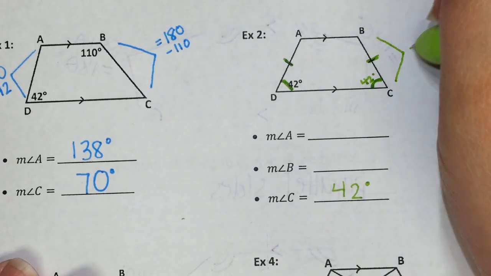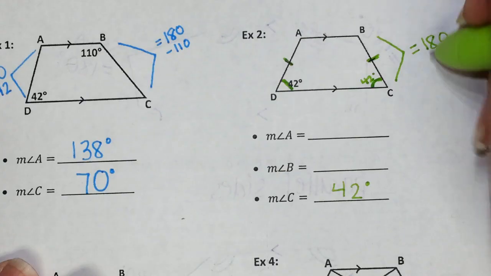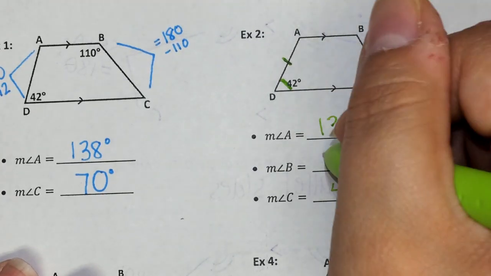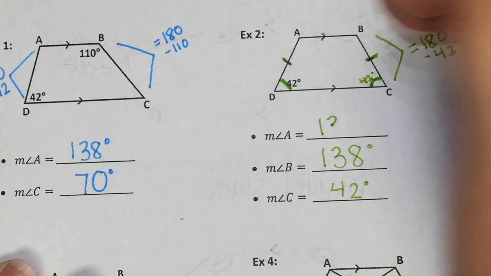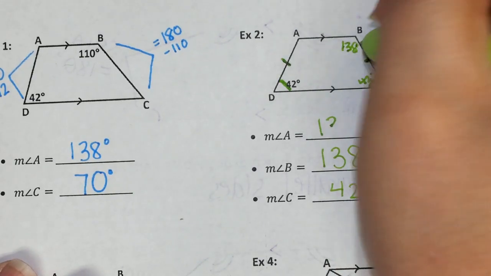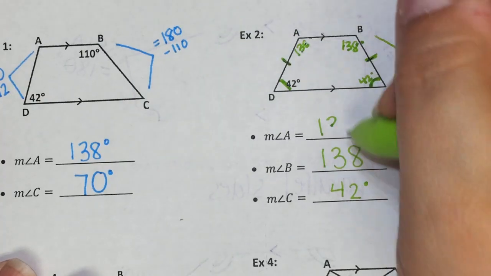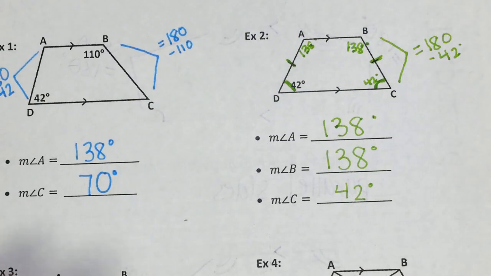And if angle C is 132, what else do I know? B and C equal 180. So subtract 42, we've already done that. What do we get? 138 for angle B. And if angle B is 138, angle A is also 138. Are y'all comfortable with this? I want you to try number 3 and number 4 on your own. Go.